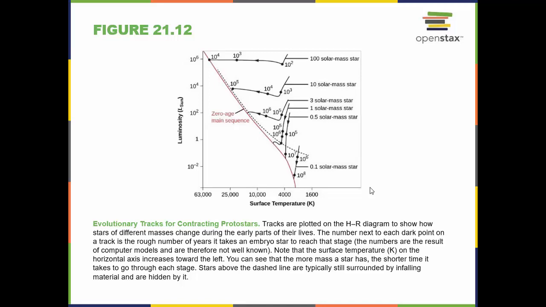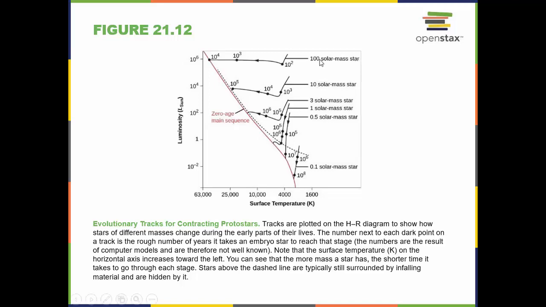So if we look at the stars of different masses and how they change from the early parts of their lives, the number on each of the dot points of the track is roughly the number of years it takes for the embryo star to reach that stage. And the numbers are the result of computer models and are therefore not well known. Note that the surface temperature on the horizontal axis, as we said, increases to the left, and you can see that the more mass a star has, the shorter the time it takes to go through each stage.